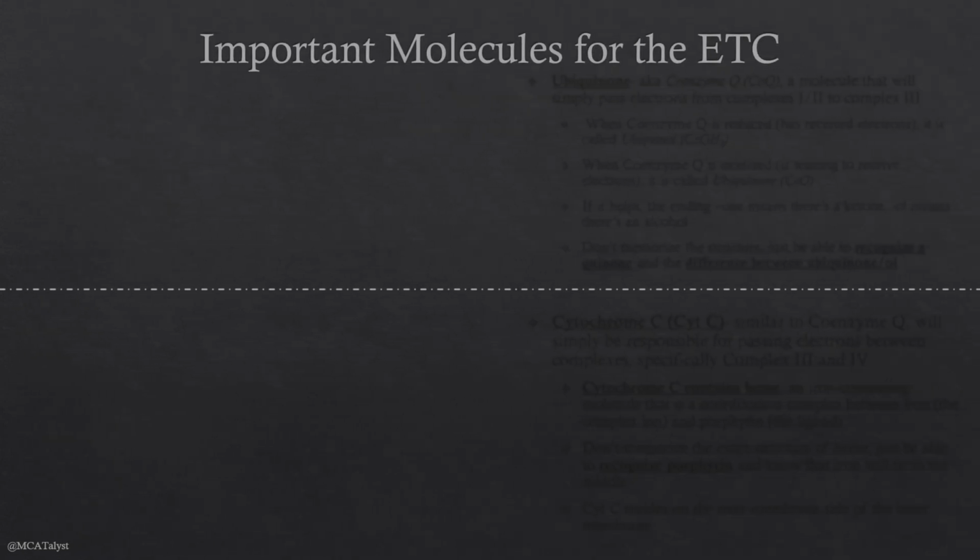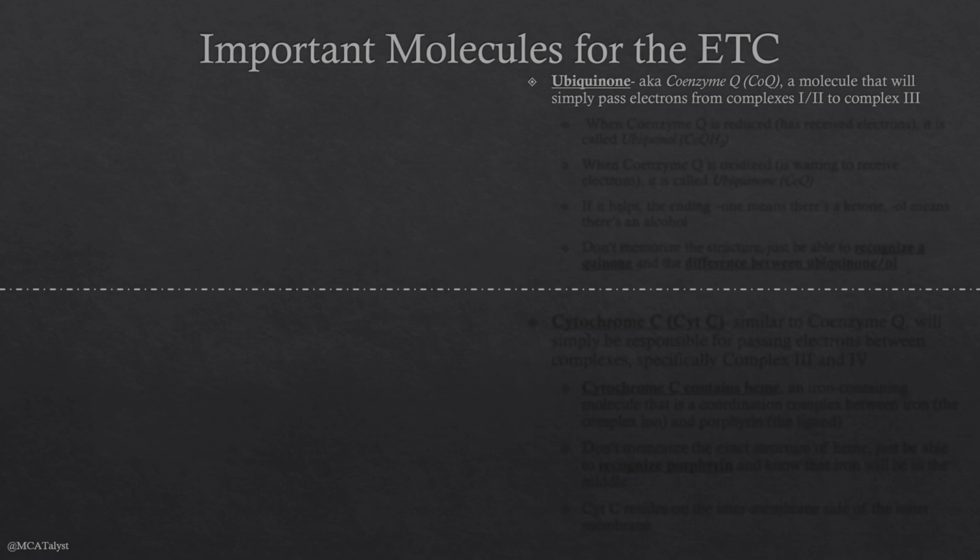So before we actually start talking about how the electron transport chain and all of these enzymatic complexes work, there are two really important molecules that you need to be able to recognize and understand the basics of. The first one is called ubiquinone. This is also known as coenzyme Q, CoQ.